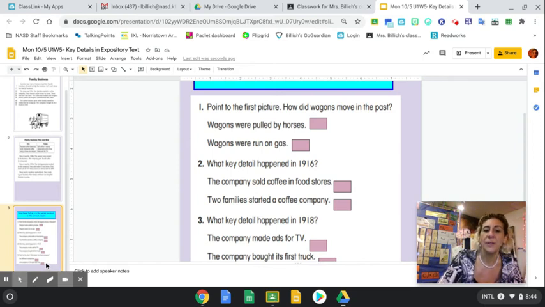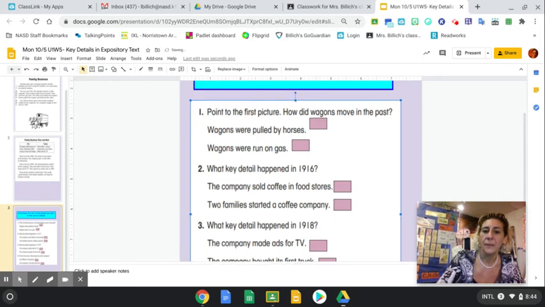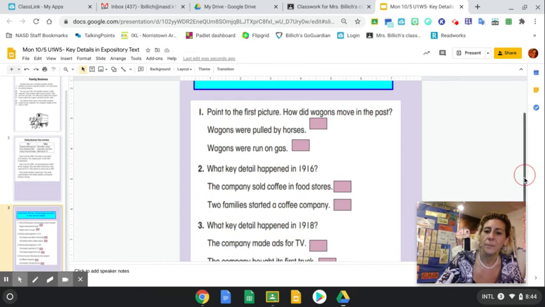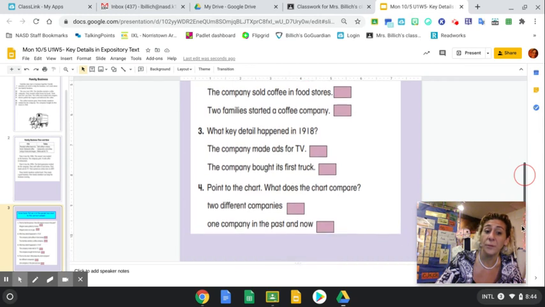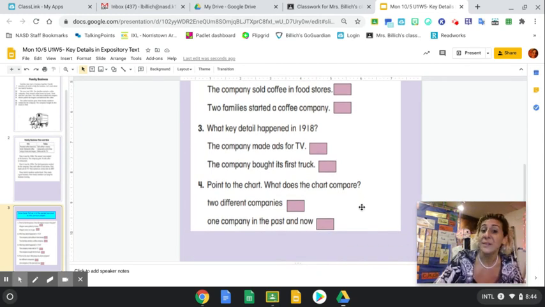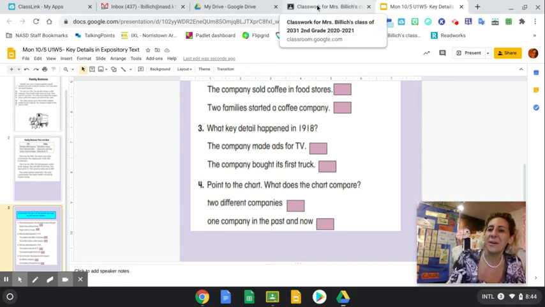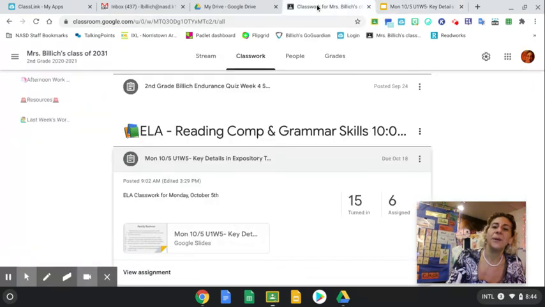There was a 4th question down here. What happened? Let's take a look. Miss Billick looks like she's having trouble moving this. Looking at the chart, what does the chart compare? Does it compare 2 different companies or a company in the past and now? So these are comparing, looking for key details both in the pictures, in the text, and in any charts that are there in the expository text. So that's what we're working on all week for our key components.